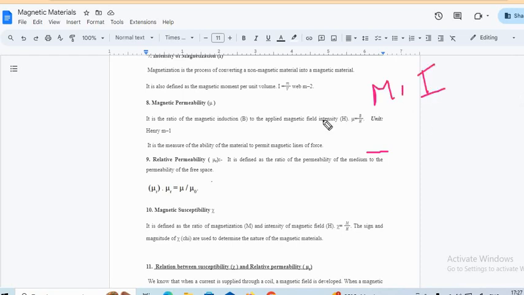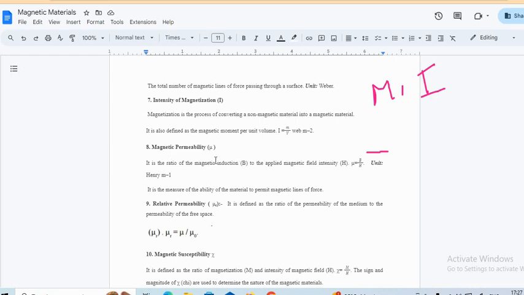So magnetization is basically the ratio of how much the dipoles are oriented in the direction of the applied field, or one can say how much magnetic effect is left in the magnetic material, divided by its initial condition, or sometimes denoted per unit volume. So magnetization is the process of converting a non-magnetic material into a magnetic material.